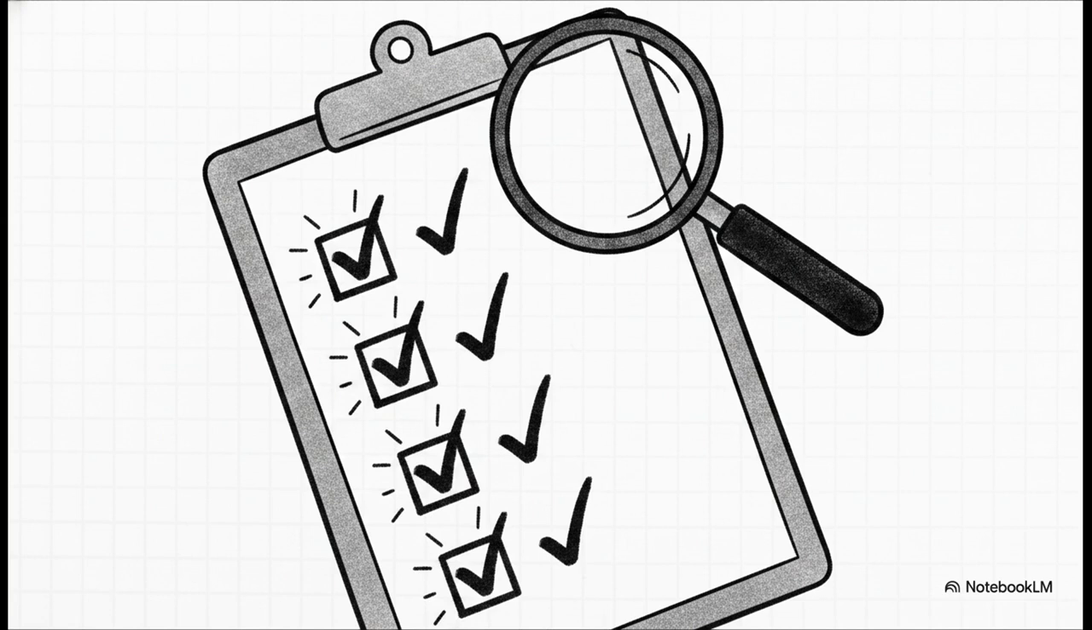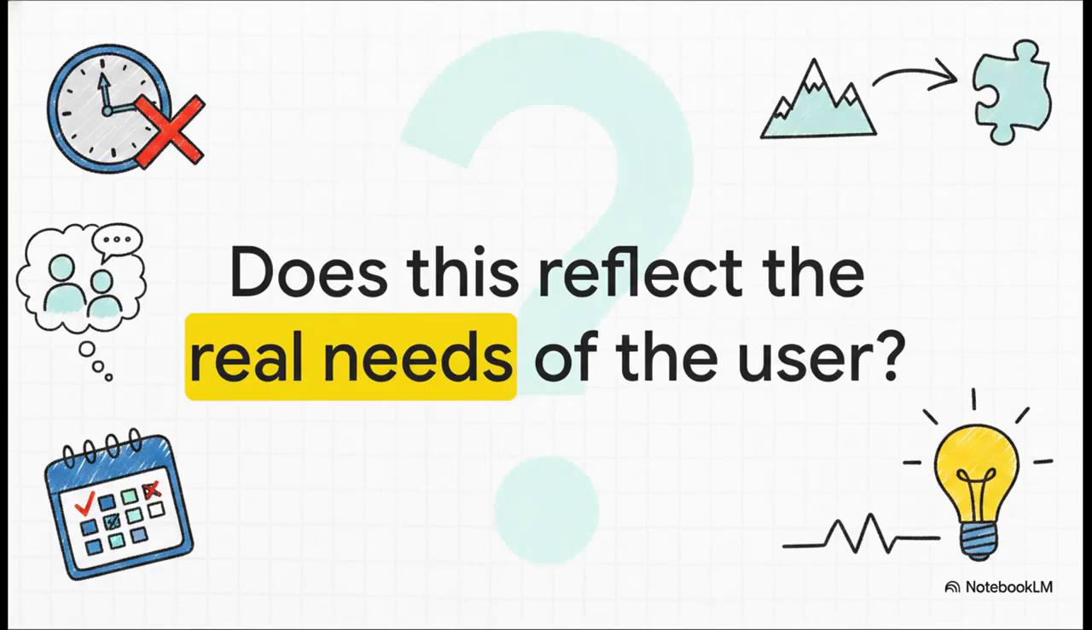First up, validity checks. The core question you have to ask here is, does this actually reflect the real needs of the user? Now, I know that sounds super obvious, but remember, eliciting requirements takes a long time. By the time you finally sit down to validate the document, the actual circumstances of the business or the users themselves might have fundamentally changed since you first gathered those requirements. A valid requirement solves the user's problem today, not the problem they happened to have 6 months ago.